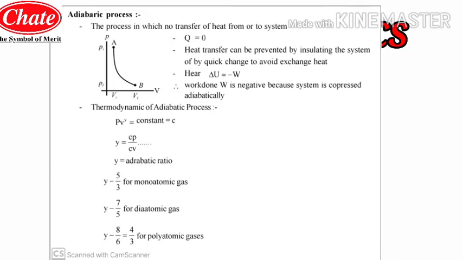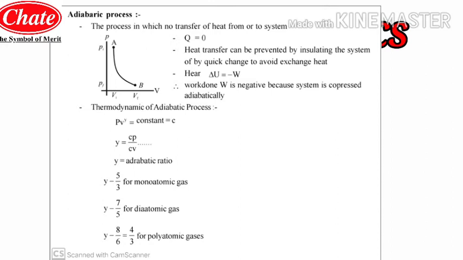equal to 0. Heat transfer can be prevented by insulating the system or by a quick change to avoid exchange of heat. Means we are taking a quick change, so there will not be any transfer of heat. Thus the system is totally insulated with insulating material. That's why heat transfer between the environment and the system will not be there. Thus the internal energy, delta U, will be equal to minus W.